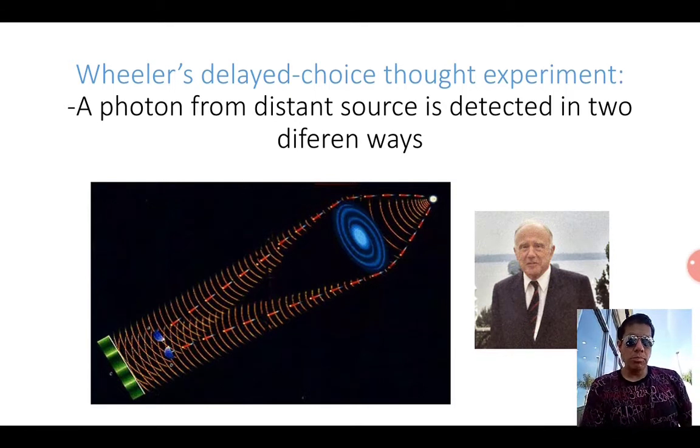So it almost looks like you can determine the past of the photon based on the way you measure it in the future. This can be billions of years in the past, and billions of light years away, and we can determine the history in the past just by the way we measure it in the present. Okay. Now let's go to the next slide.